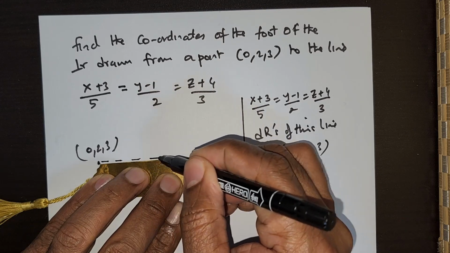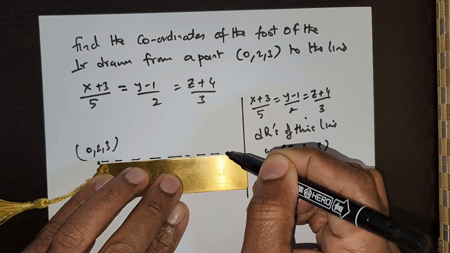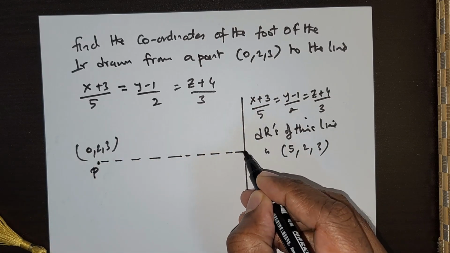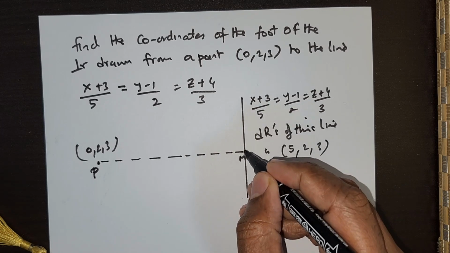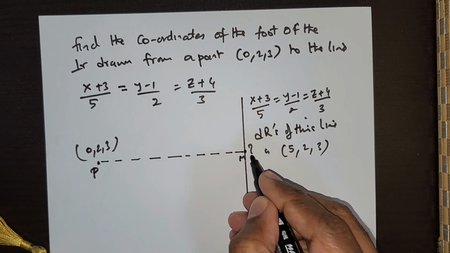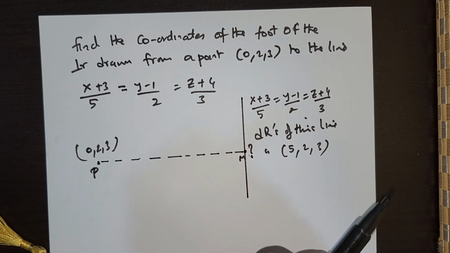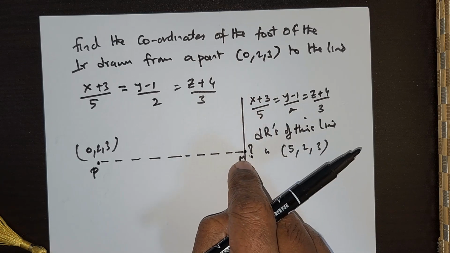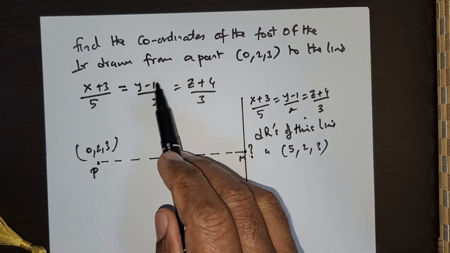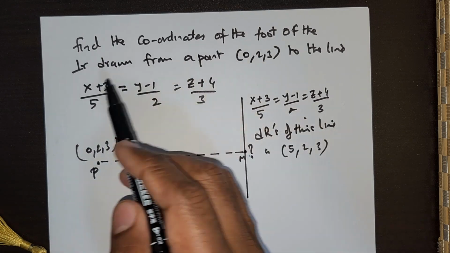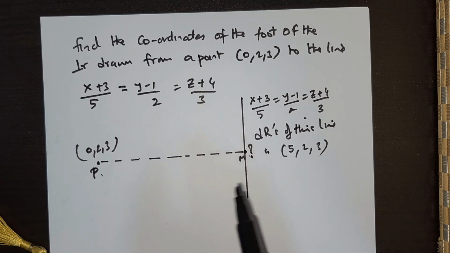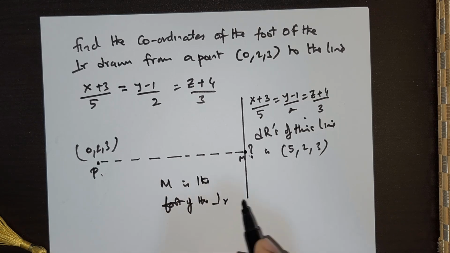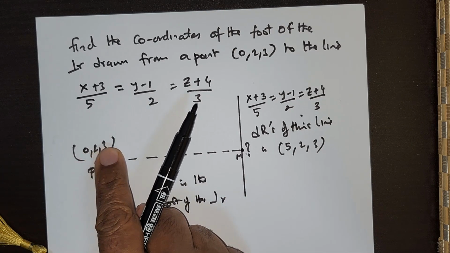Okay, now you might be asking, why are we so much bothered if this point is P and this point is M? We are actually looking to get this particular point. We need this coordinate. That's exactly what is required. Find the coordinates of the foot of the perpendicular. This is the foot. M is the foot of the perpendicular drawn from this particular point (0, 2, 3).